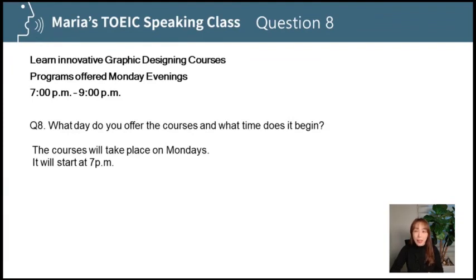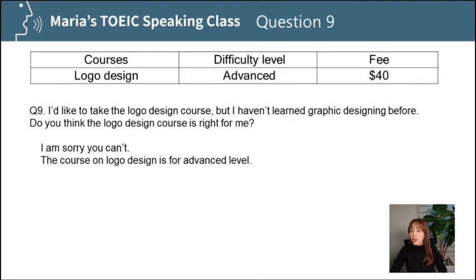자, 그러면 표로 가겠습니다. 표에서 이 수업 일정이 나왔는데 이것도 조금은 지금까지 나왔던 건 좀 달랐죠. 첫 번째, what day, day 하면 요일입니다. 어느 요일에 do you offer the courses? 어떤 요일에 수업을 제공하느냐? And what time does it begin? 시작 시간이 어떻게 되느냐? The courses will take place on Mondays. 월요일마다 시작이 되고요. It will start at 7 p.m. 7시에 시작이 된답니다. 이렇게요. 그다음 또 볼게요.